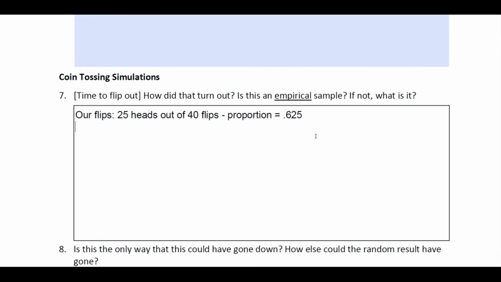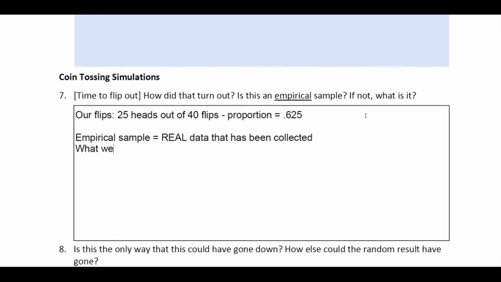Now, is that the only result we would get? And this question, is this an empirical sample? Well, in this case, no, it's not an empirical sample. So let's do a little review of some terminology here. An empirical sample is real data that has been collected. Like the real thing. When I ask you to vote based on the faces, and then I tally up those votes, that is the empirical sample. That's the actual observed result that we see.